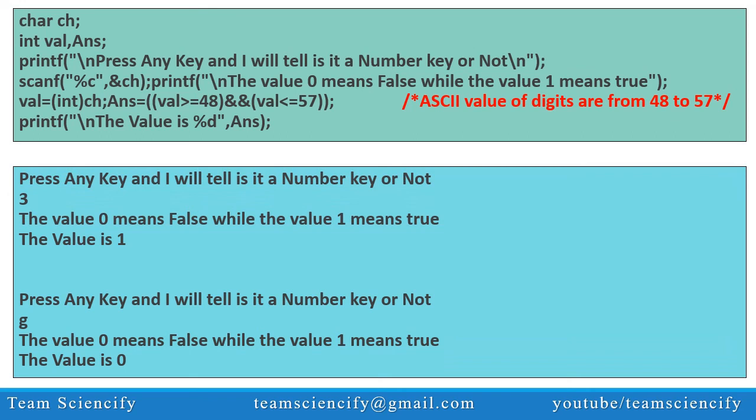So in this way we perform the logical operation. Similarly we can do it for a value of type character, that is G. In this case the above condition gives a false answer. So the output displayed will be the value is 0.